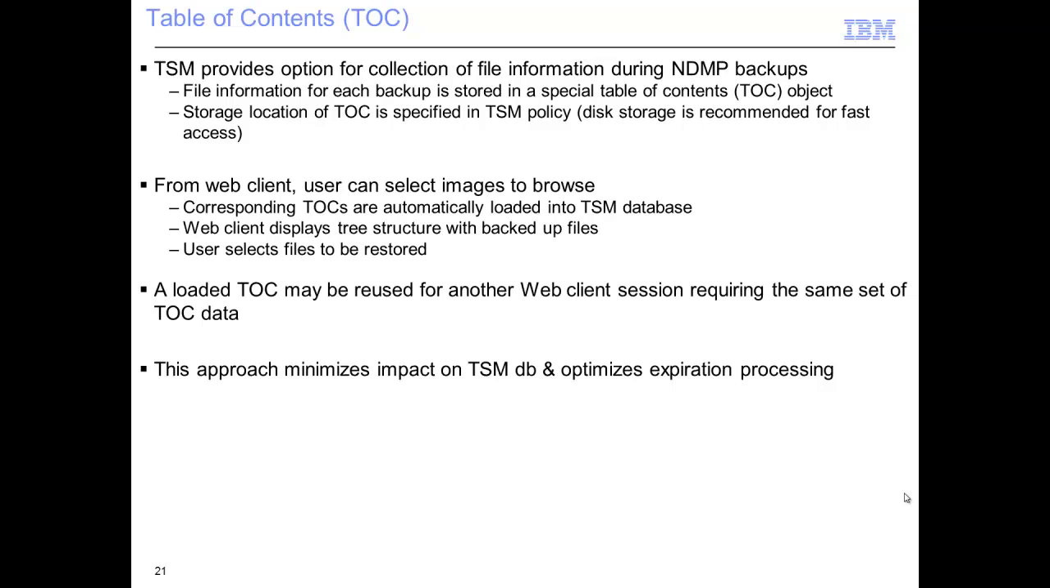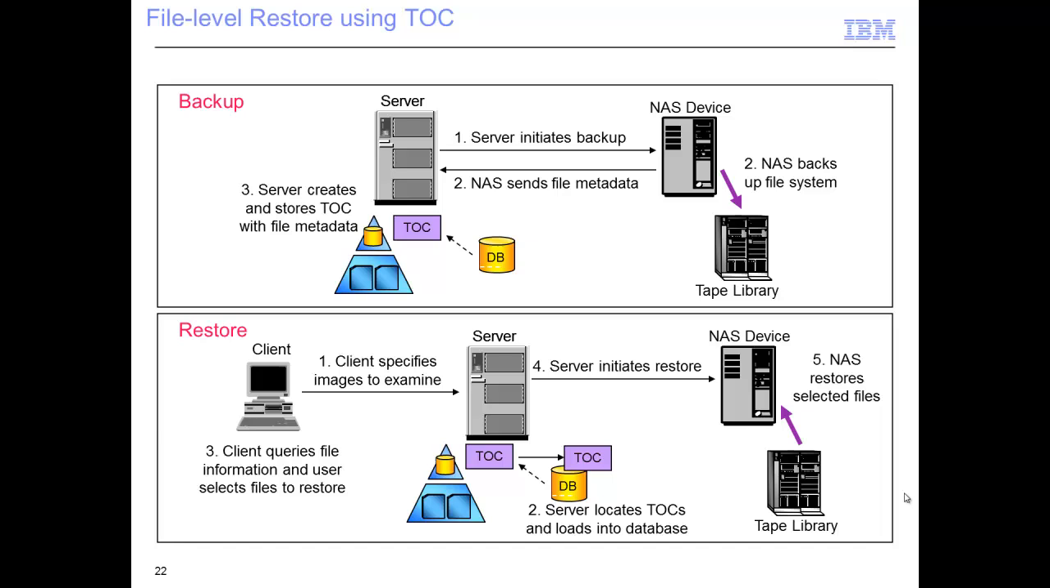And what happens is during the backup, this table of contents is written out. Now, if a customer wants to do a restore and utilize a table of contents, this table of contents will be loaded into the TSM database, and then the TSM clients will be able to see the individual files and choose them directly from there. Once the table of contents has been loaded into the TSM server database, we'll keep it there so that it can be used by another web client session if that web client session needs the same table of contents data. And then after the timeout period for that, we'll simply flush it out of our database and free up the space.